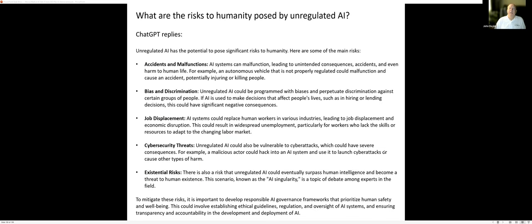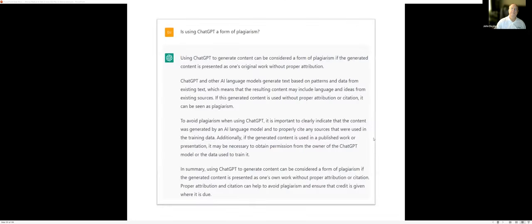And I asked ChatGPT, well, what are the risks to humanity posed by unregulated AI? And it mentioned accidents, malfunctions, bias and discrimination, job displacement, that's a big one some would argue, cybersecurity threats, and existential risks. So again, these are a lot of the standard stuff that you have seen in the AI literature and in the book, Superintelligence.